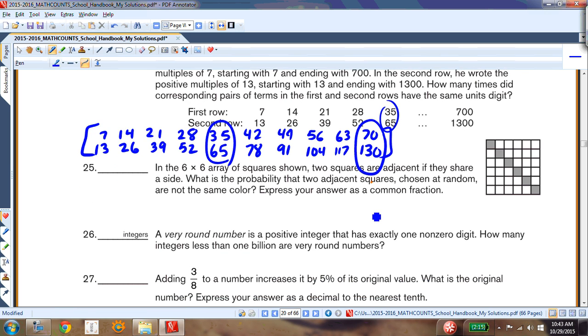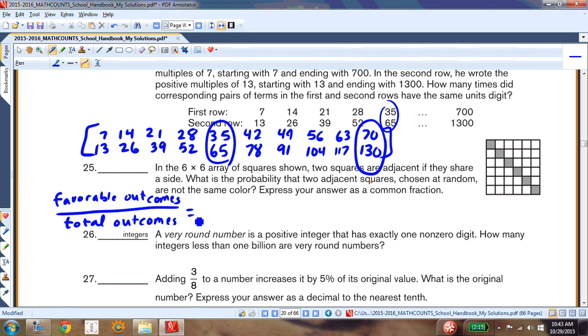Okay, so in the 6 by 6 array of squares shown here, 2 squares are adjacent if they share a side. What is the probability that 2 adjacent squares chosen at random are not the same color? Express your answer as a common fraction. Well, in general, when I'm looking at probability, I'm looking at favorable outcomes divided by the total number of outcomes. So I first want to figure out what are my favorable outcomes. That is, when do I have two adjacent squares that are not the same color?